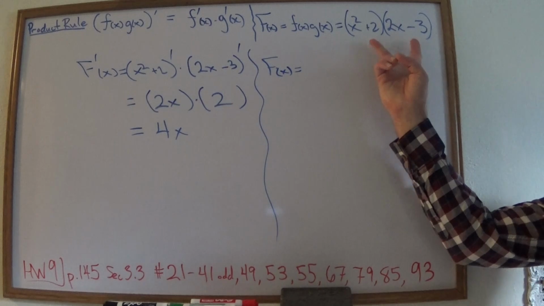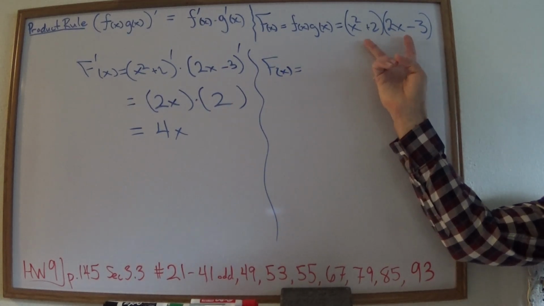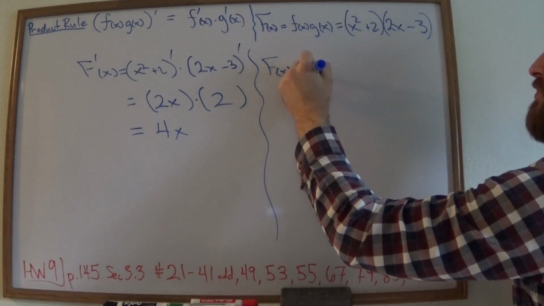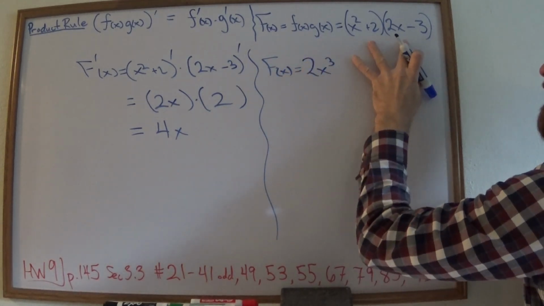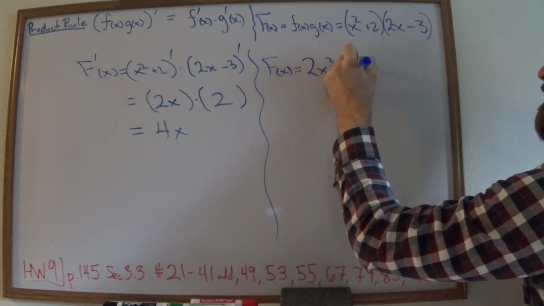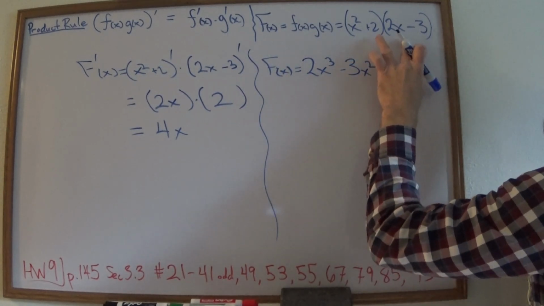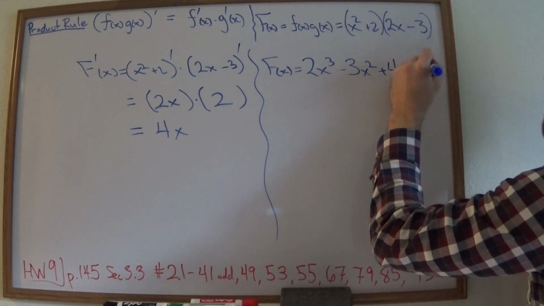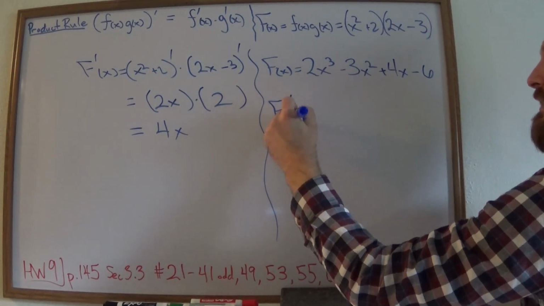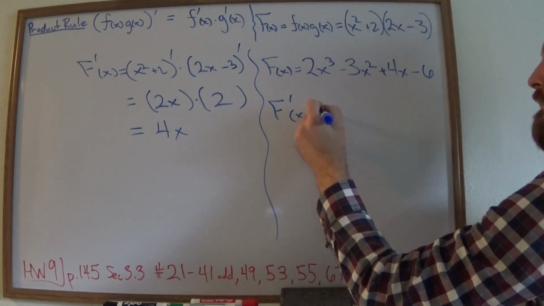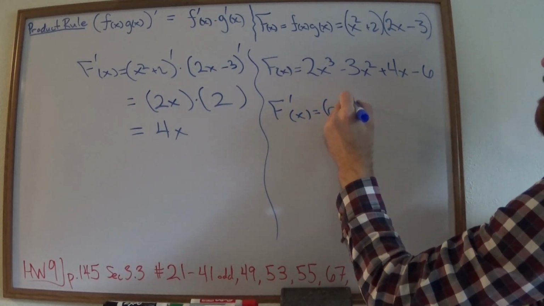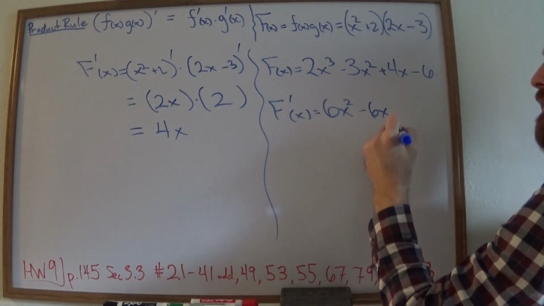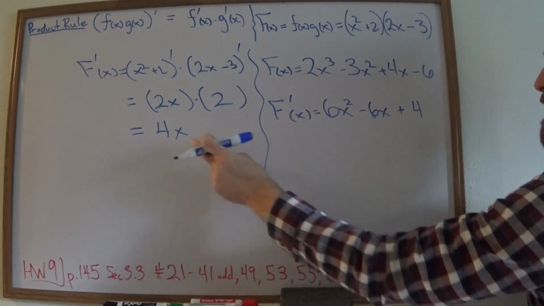However, f of x can be written a different way. If we go first, outer, inner, last, we get 2x cubed, outer, minus 3x squared, inner would give plus 4x, and then minus 6. And what is the derivative of that? 6x squared minus 6x plus 4. Is that equal to that?